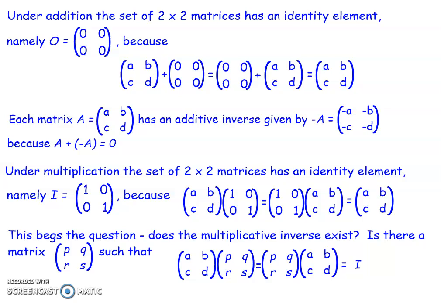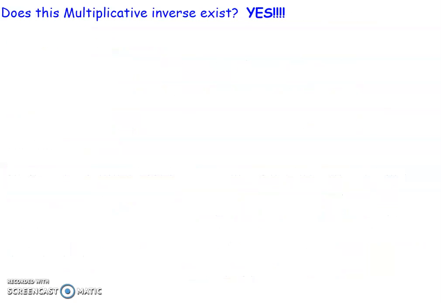And the answer to that question is quite simple. Yes, it does. The inverse does exist. So the multiplicative inverse of a matrix does exist. Now, I could go through a massive proof to do with it. However, what I'm going to do here is I'm just going to state it and I'm going to tell you how we can work with it.